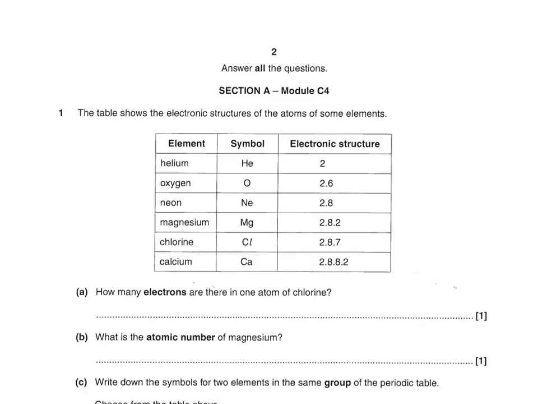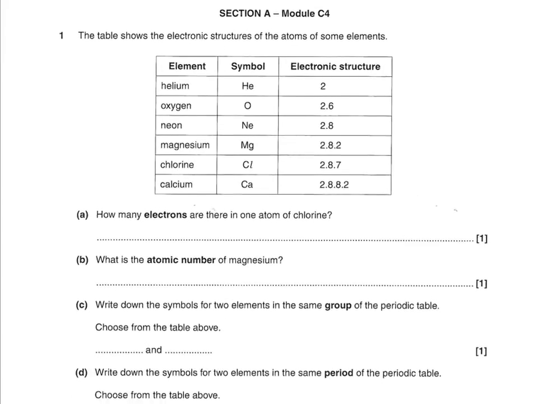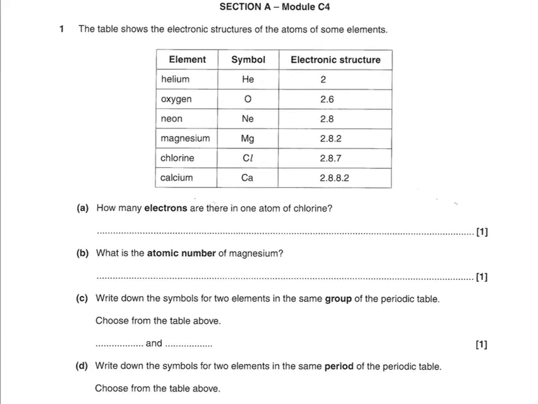So we're on to the chemistry section. So first question, the table shows the electronic structures of the atoms of some elements. So there they are. How many electrons are there in one atom of chlorine? So here's chlorine, and this tells you how many electrons are in each shell of the atom. If you just add them up, that gives you the total number of electrons in one atom. So that is 17, which is 2 plus 8 plus 7.